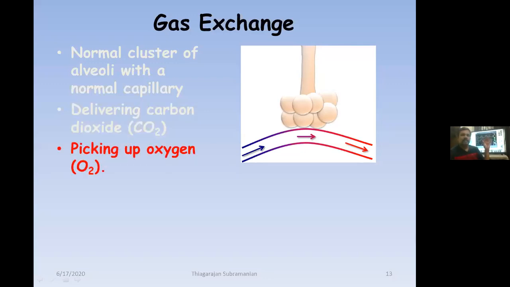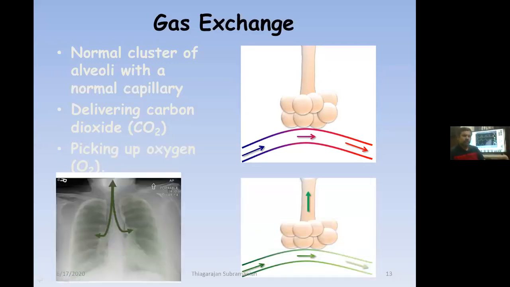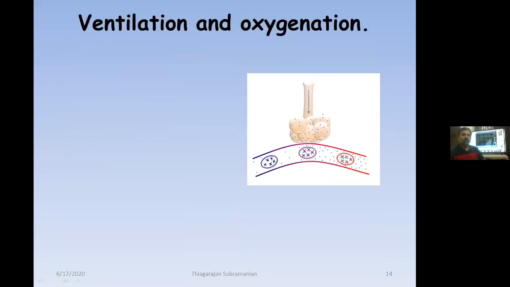In case of increased CO2 production, the minute ventilation may increase to 10 to 15 liters per minute. Please remember: normally 6 to 8 liters per minute, increased to 10 to 15 liters per minute. You can see this picture; the second, the green one, shows how the carbon dioxide is eliminated. These are a few basic points to share.